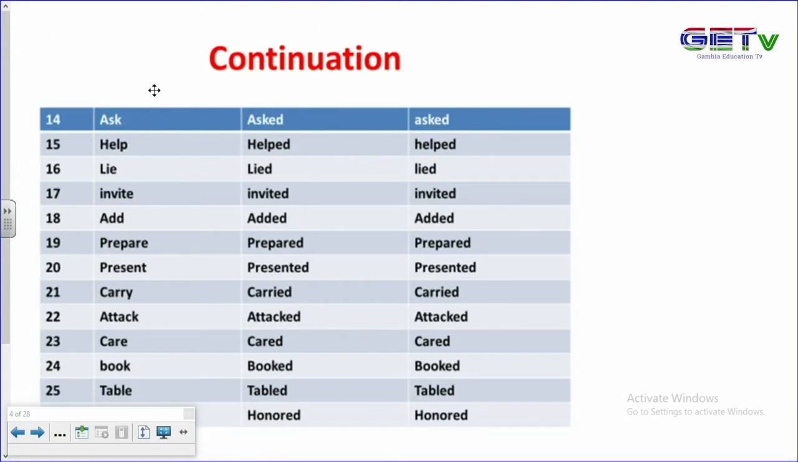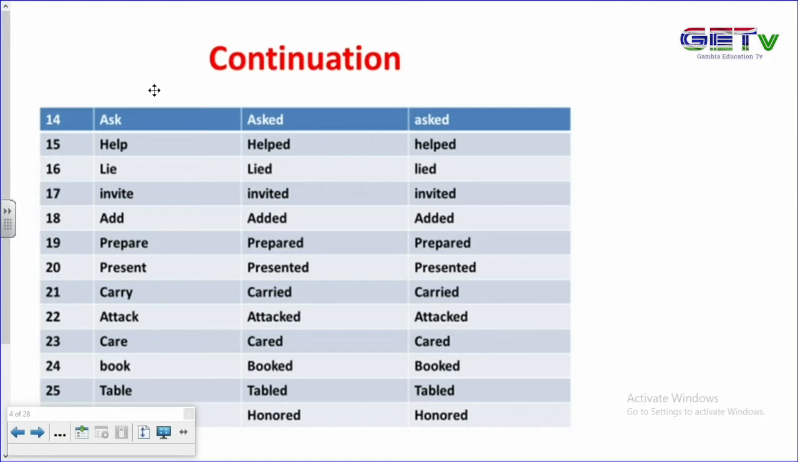We move on. We also have words like help. You add ed to form the past tense, that will give you helped. Another ed to form the past participle will give you helped. Now lie, L-I-E, the past tense is L-I-E-D. You lied to me. It's different from the other lie when you lie in your bed. The past participle will be the same thing.